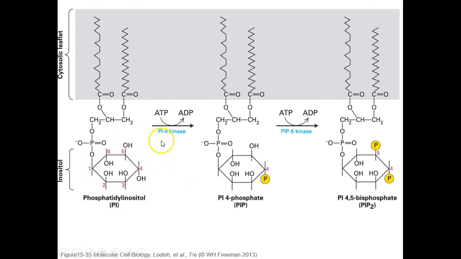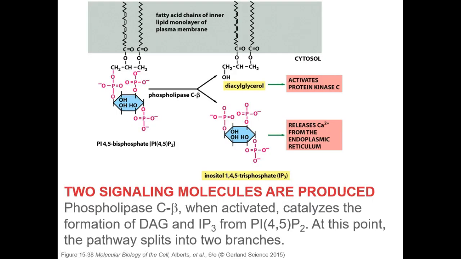So the cell has ways of synthesizing this PIP2. We have to phosphorylate this at the number 4 position, and then we have another kinase that phosphorylates it at the number 5 position. This is called PIP2 because this is a phosphatidylinositol 4,5-bisphosphate. So it's phosphorylated on the hydroxyl groups attached to the number 4 and 5 carbons. Basically, PIP2 just hangs out in the membrane and waits until phospholipase C beta is activated.